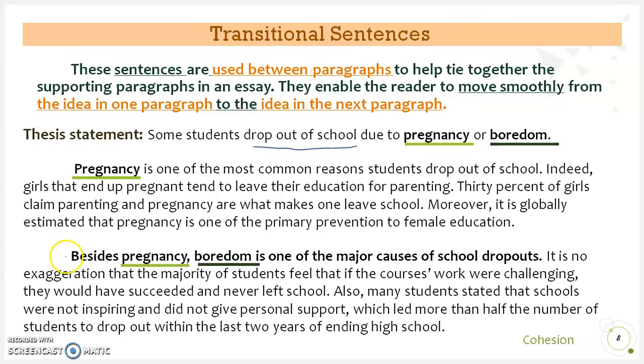If you look at this sentence, besides pregnancy, boredom is one of the major causes of school dropouts. We are still talking about school dropouts, which is the topic of the whole essay, and then we have one of these causes, which is boredom. Notice that boredom is connected to the subtopic before, which is pregnancy, using this transition, which is besides. Besides pregnancy, comma, boredom is one of the major causes of school dropouts. This is the transitional sentence, and it serves to connect the body paragraphs together.